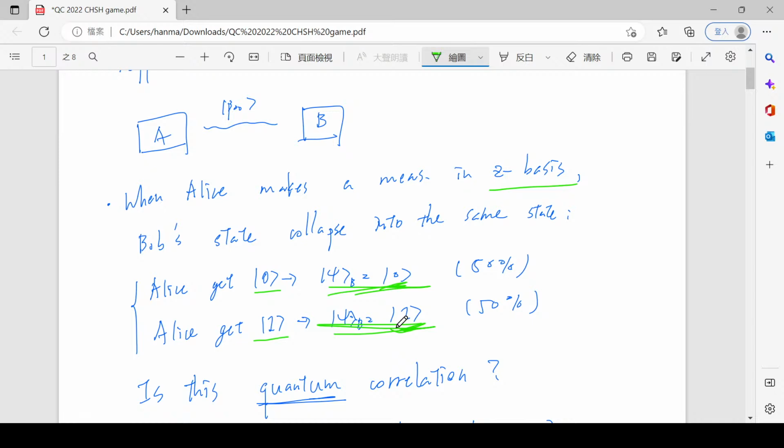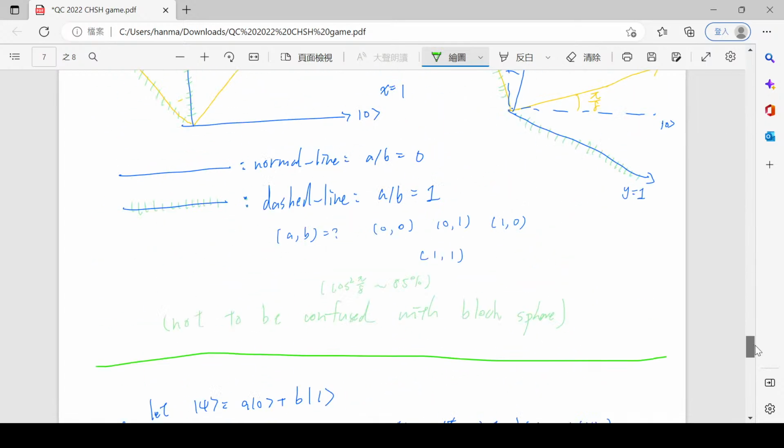So Alice can measure in a whole bunch of different bases and get the same result. The requirement here is a bit weird: Alice needs to measure in a basis that's real. Then Bob's state will collapse into the same thing.